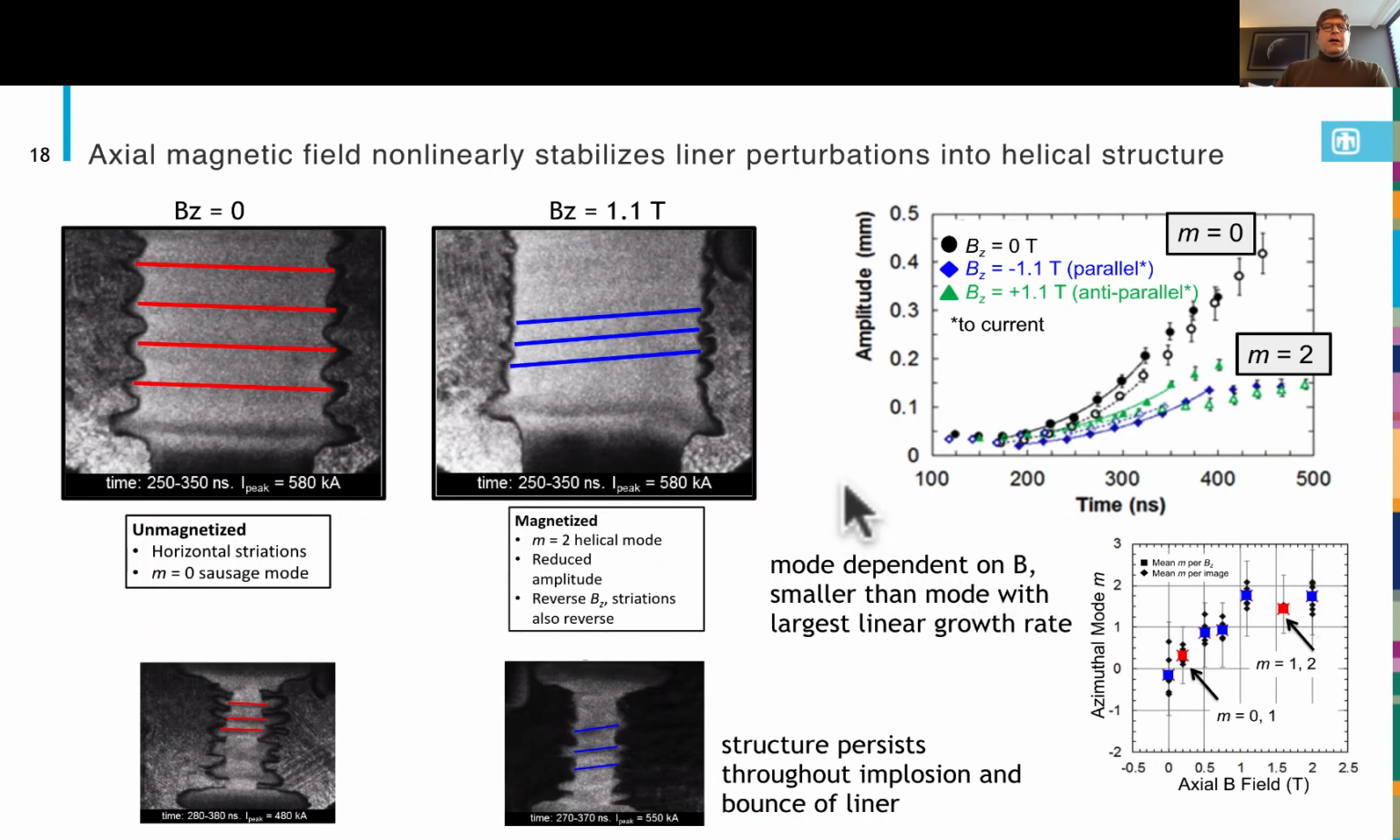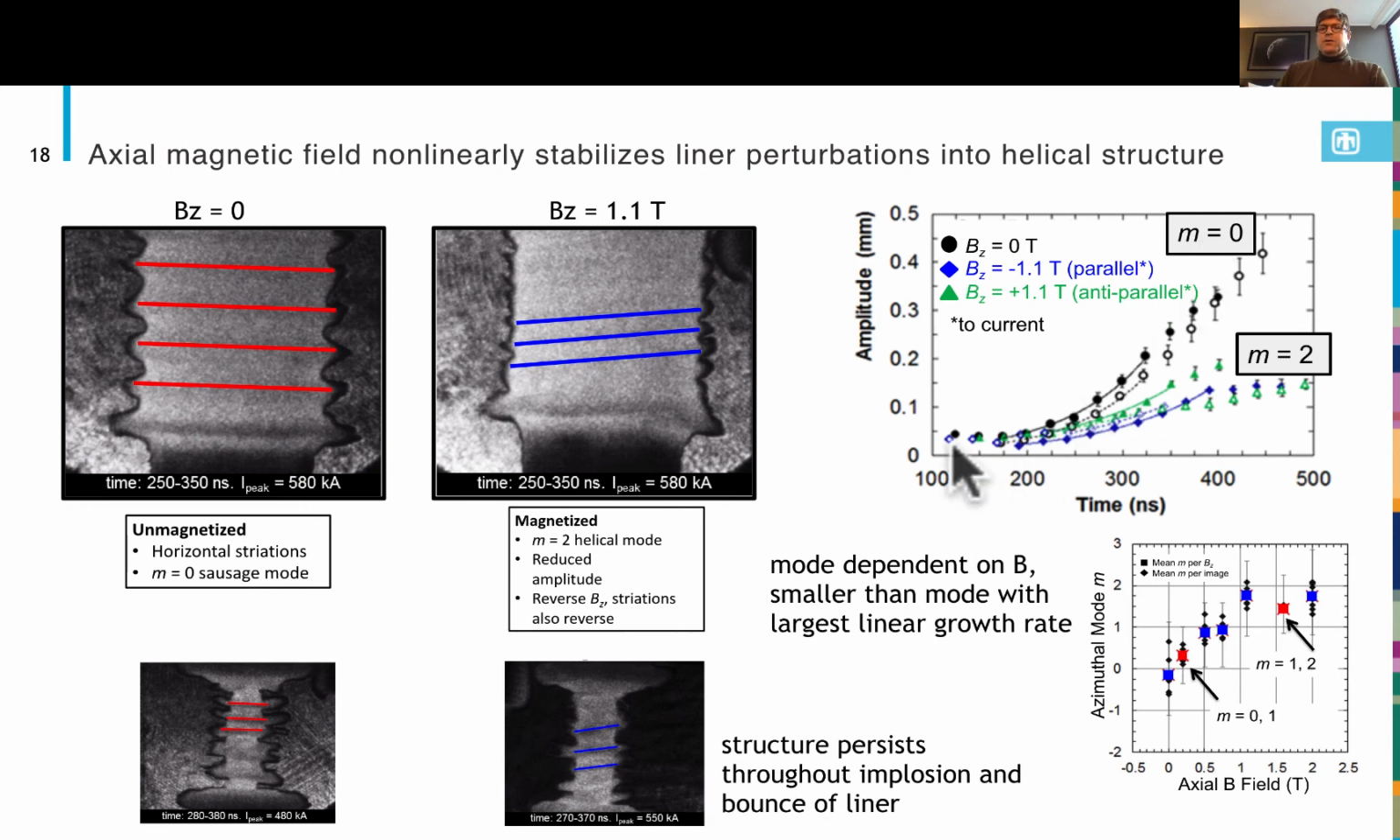This particular organization persists throughout both the implosion and the bounce of the liner. It's also interesting that this is true both when we have a magnetic field and when we don't. But you can see here that there's a continuous growth when we have m equals 0, no magnetic field, and we end up with a mode of m equals 0.